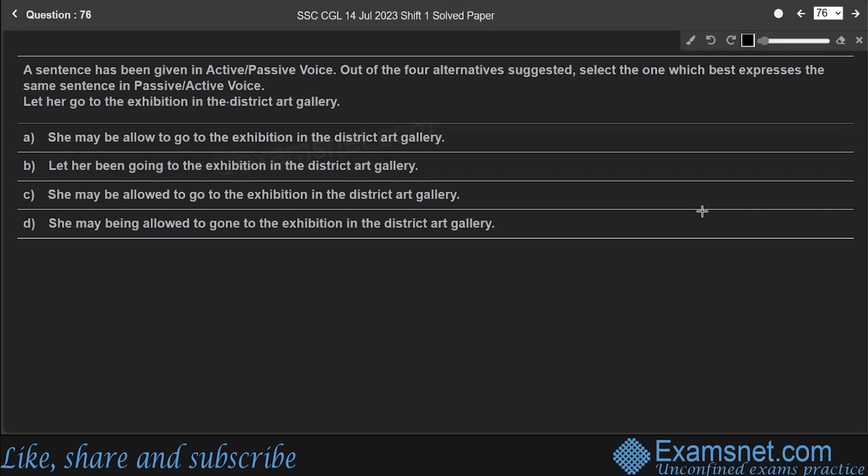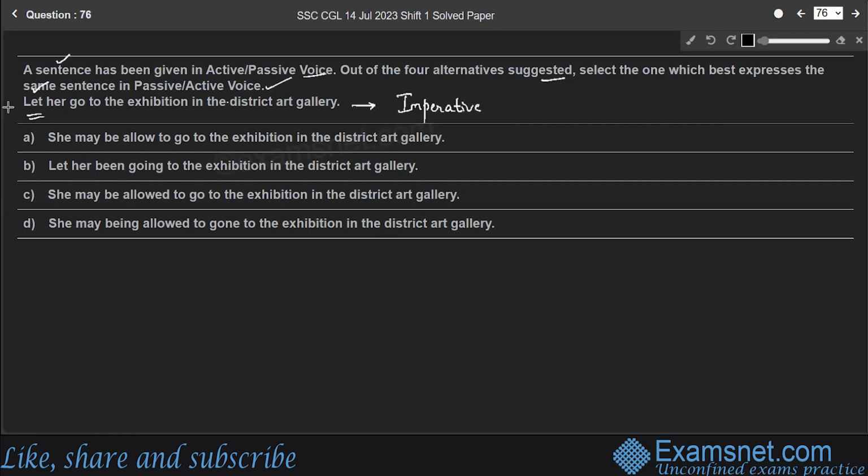Question 76. A sentence has been given in active or passive voice. Out of the 4 alternatives suggested, select the one which best expresses the same sentence in passive or active voice. Let her go to the exhibition in the district art gallery is the given sentence. That means the sentence starts with let. That means it doesn't have any subject, right? If a sentence doesn't have any subject or when it starts with let, it is called imperative sentence.